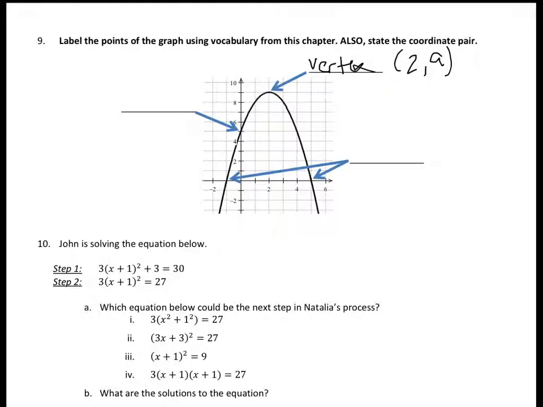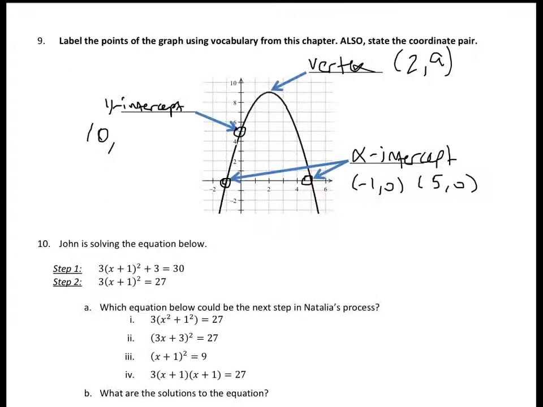So 2 comma 9. The next two, well, if you look at where they intersect at the x-axis, that's called an x-intercept. The two coordinates are -1, 0, and 5, 0. Remember, they always have to have a 0 as the y value. And then the last one right here, if you look, it intersects the y-axis, so it's got to be called the y-intercept. Well, the x-intercept has a y value of 0, so the y-intercept has an x value of 0, comma 5. There we go.